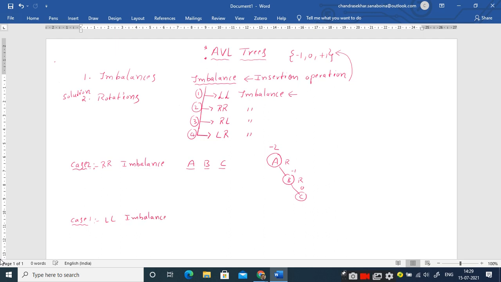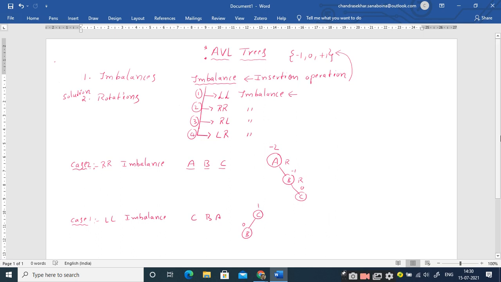Now let me take the same 3 elements but in the reverse order, C, B, A. So if I construct the AVL tree, I put C as the root node, the balance factor is 0. And B, when I consider B, B is less than C, therefore I should place it as the left child. Now if I consider the balance factor of B, it is 0, and what is the balance factor of C? It is 1.